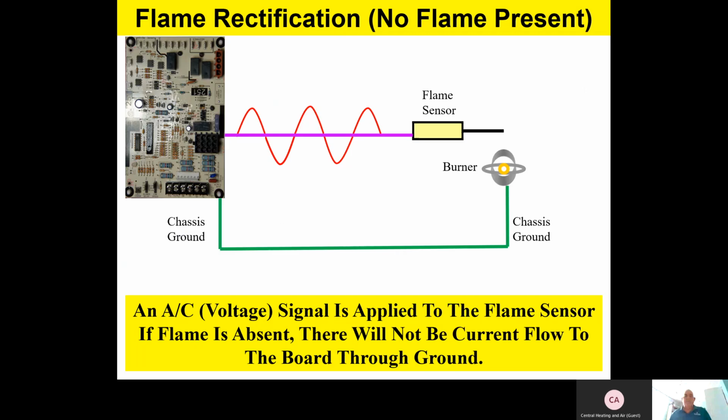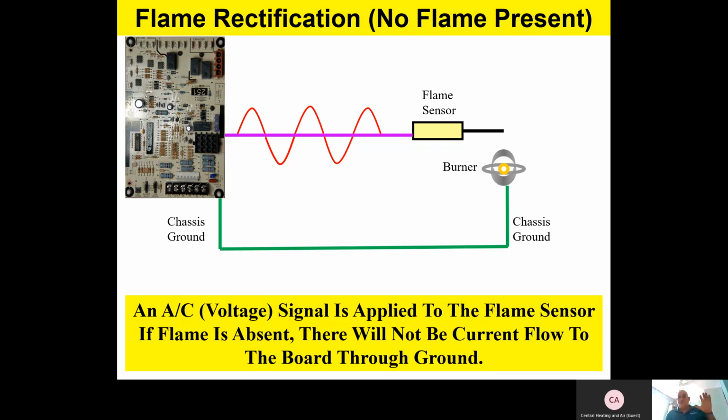So the first thing I'd like to talk about is what is flame rectification and how does that work? Basically, anytime there's power to the furnace, there's going to be an AC voltage being applied to the flame sensor. Now, it should be noted that AC voltage is line voltage driven. And I didn't stutter. We're talking 90 to 120 volts on that flame sensor.